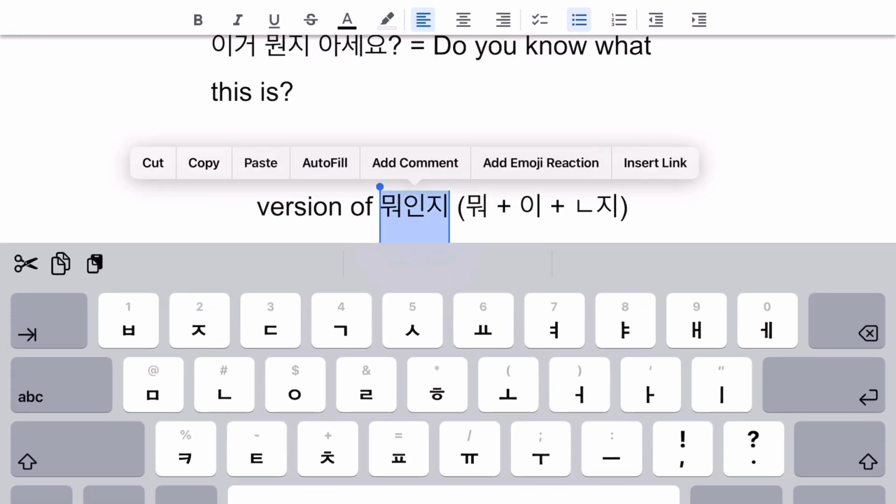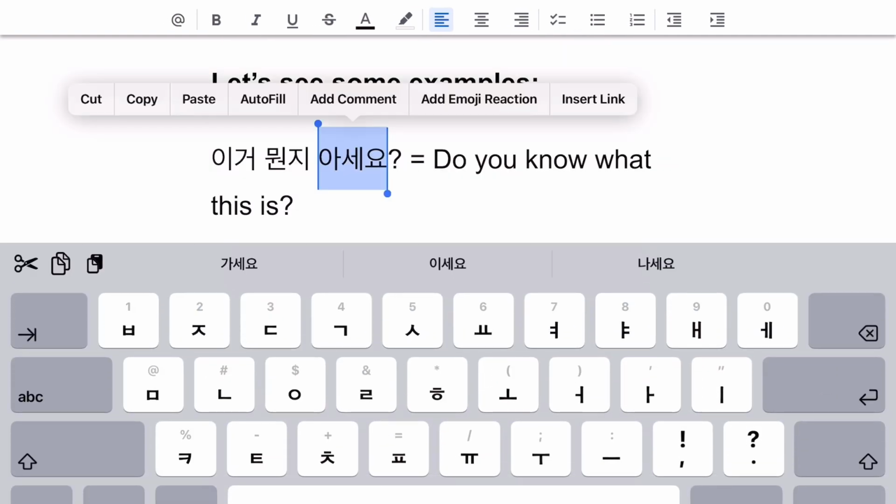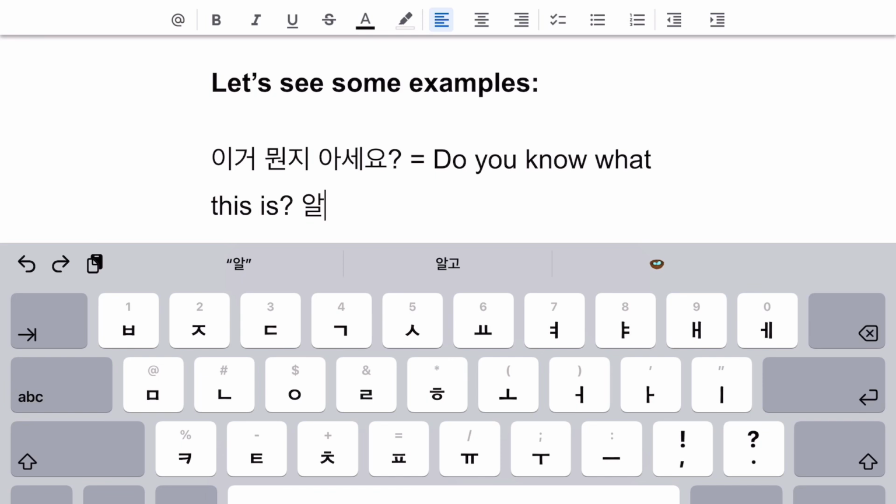뭔지, instead of saying 뭐인지, it's easier to condense that down. So usually it's pronounced 뭔지, like that. And then 아세요, we have the seyo ending because this is usually when we want to ask a question more politely. And then we cannot keep the L there. We have to remove it before we add seyo. So it becomes 아세요. Do you know?